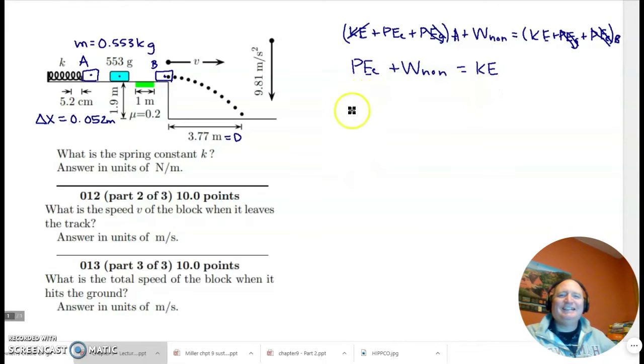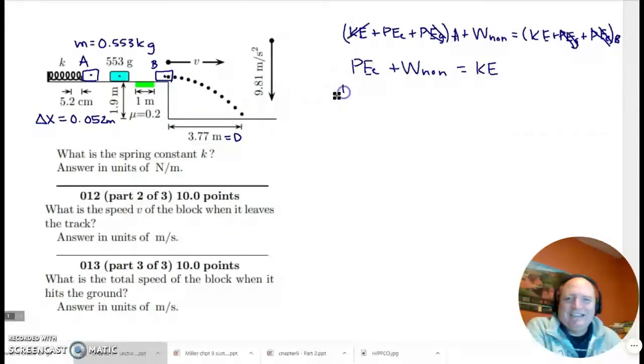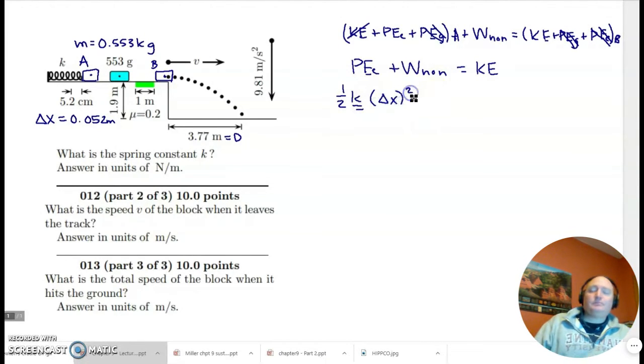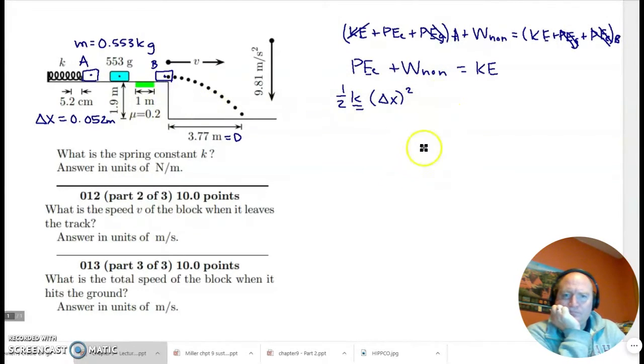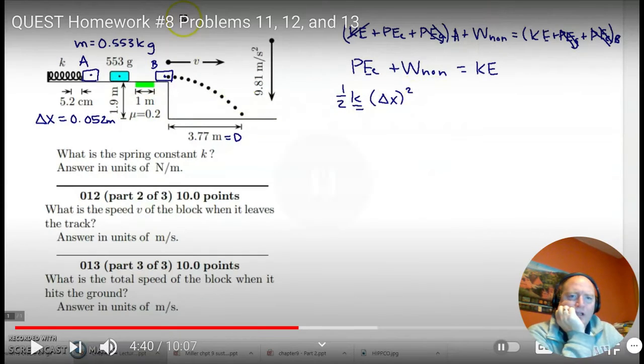But I'm going to go ahead and say, okay, well, this is going to be 1/2 of our K value, which you're given a K value. Oh, no, actually, we're supposed to find this K value. That times your compression squared plus the work done by friction. The work done by friction, I'm going to go ahead and, so I'm just going to pause.